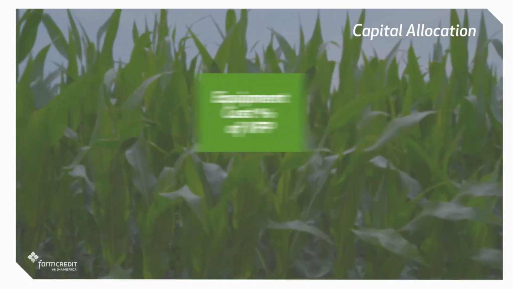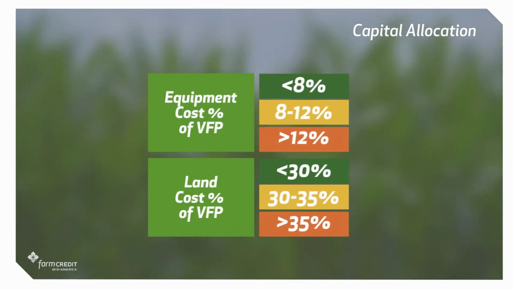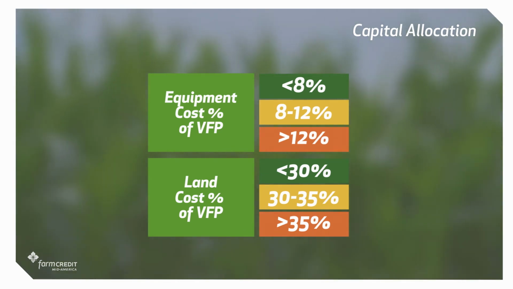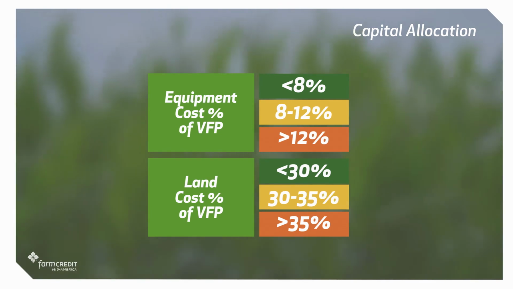The final benchmark to review is your land cost as a percentage of your gross revenues. This includes land rent, land payments for acreage and facilities, and taxes. This should be 30 to 35% of your gross revenues. Much like the equipment cost ratio, the higher this ratio goes, the less funds your operation has available to build working capital and increase retained profit.